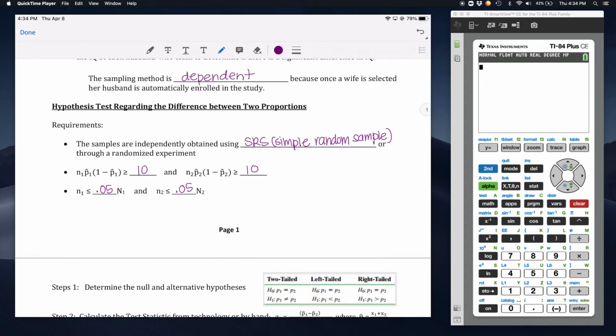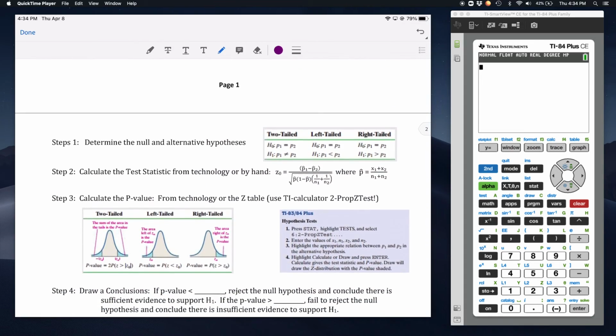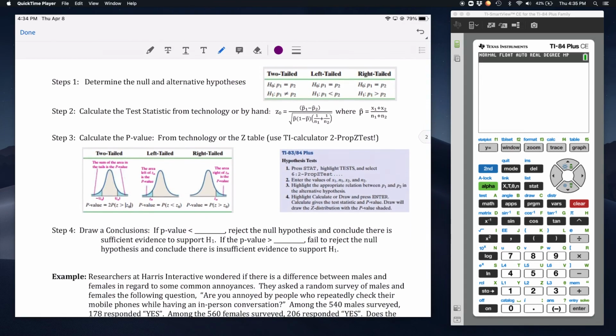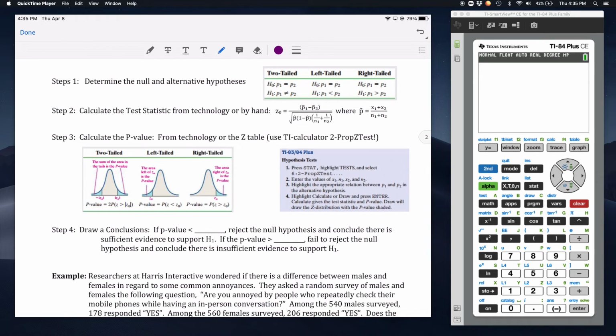Okay. So these steps should seem familiar too. Determine your null and alternative hypothesis. So you'll notice we still have the equal to for all our null hypotheses, but this time we just compare the two proportions. We still have two tails, which is not equal to, a left tail is less than, and a right tail is greater than.